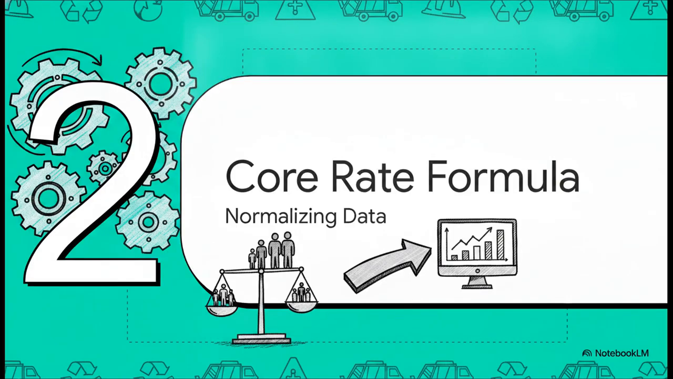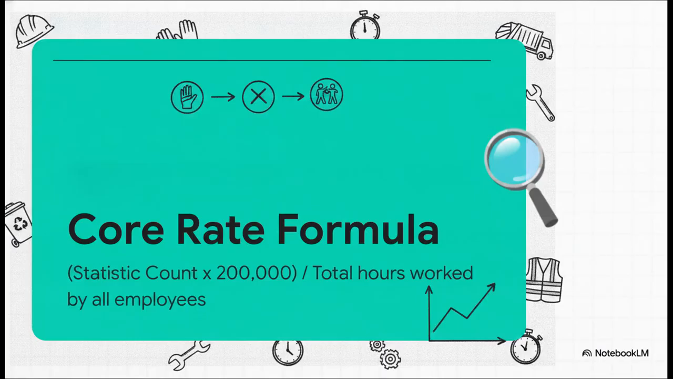Section 2, the core rate formula. All right, let's move on to the math and look at the single formula that drives almost this entire standard. This right here is the foundational equation. Whether you're calculating total recordable injuries, fatalities, or near misses, the basic structure is exactly the same. You just take your specific incident count, multiply it by 200,000, and then divide that by the total number of hours worked by all employees in that reporting year.